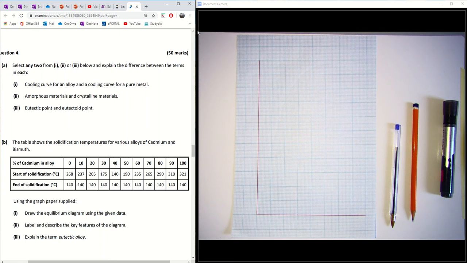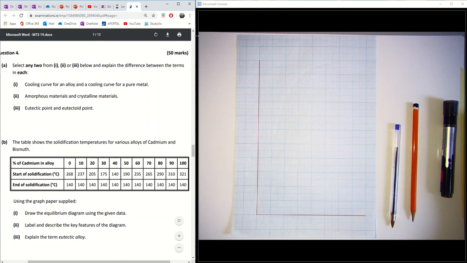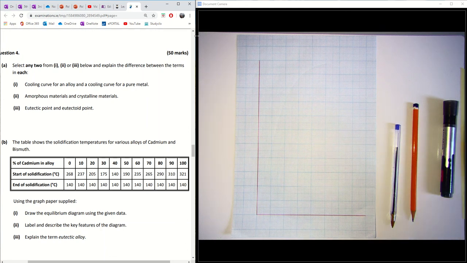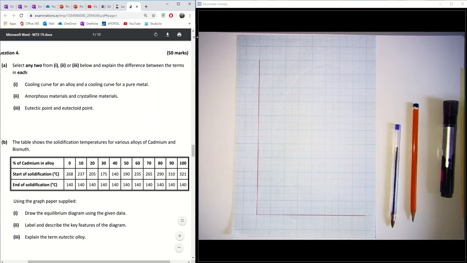Now for this example here, I'm going to do a eutectic thermal equilibrium diagram. This is the 2019 higher level question 4 part B.